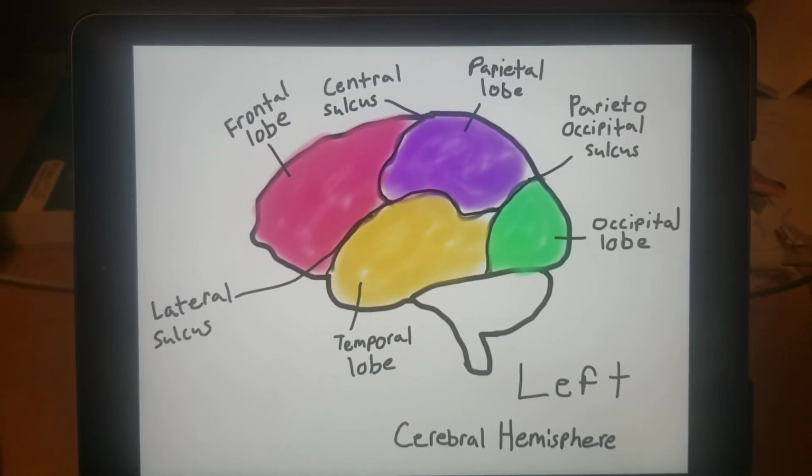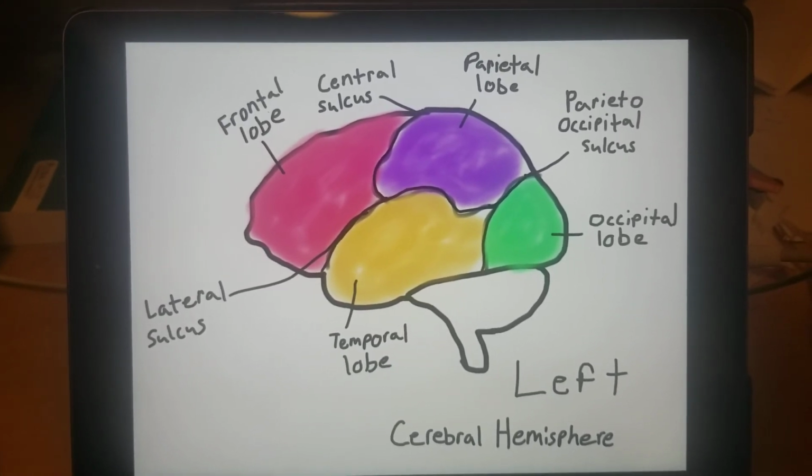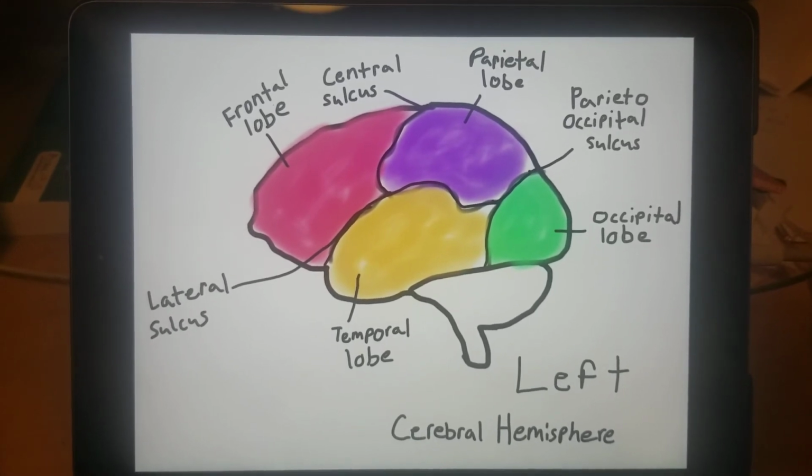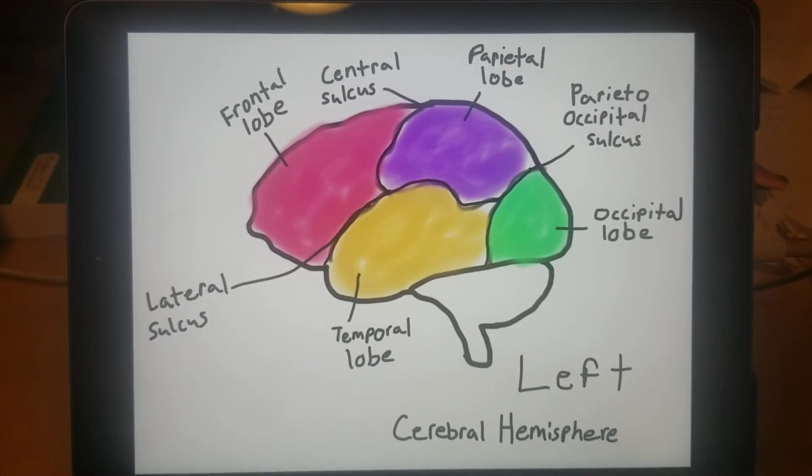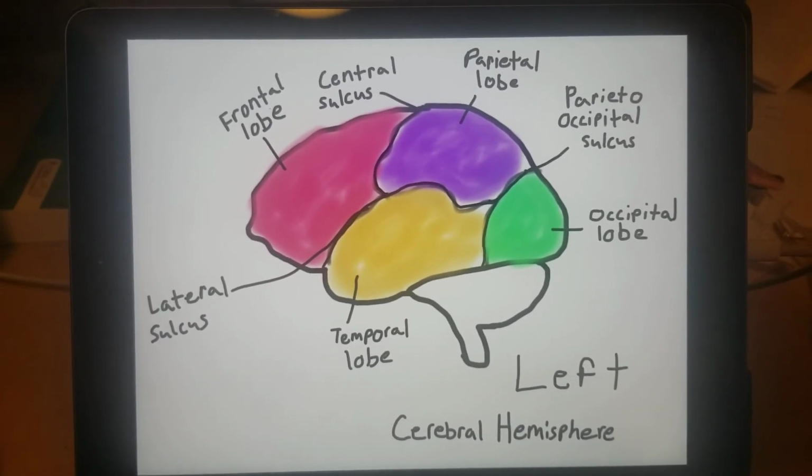Then the parietal lobe in the purple there. This lobe takes in and processes our sensory information and then puts it together in a way that we can make sense out of. The senses it is in charge of is mainly touch, temperature, pressure, and pain.